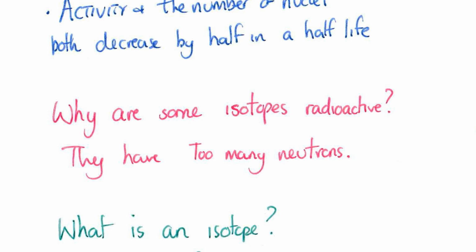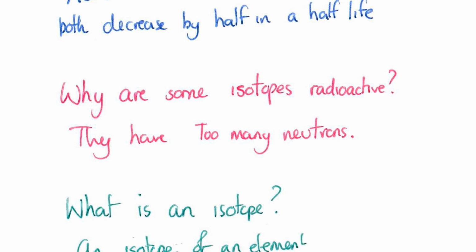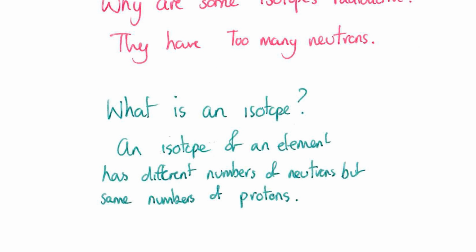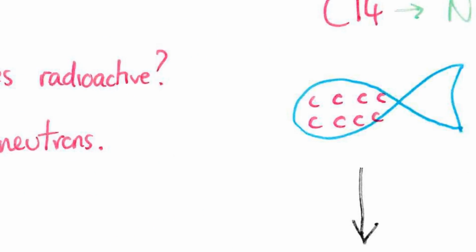Why are some isotopes radioactive? Well, it's because they have too many neutrons. Sometimes it can be because they have too few neutrons, but it is all to do with the neutrons. They have an amount of neutrons that the nucleus is not particularly happy with. What is an isotope? An isotope of an element has different numbers of neutrons but the same number of protons. This is covered in another video, but again, it's something you need to memorize: different numbers of neutrons but the same number of protons.